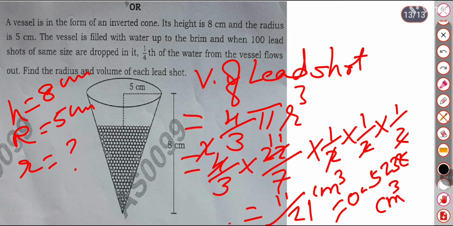is the answer. So the complete preparatory question paper I have solved.